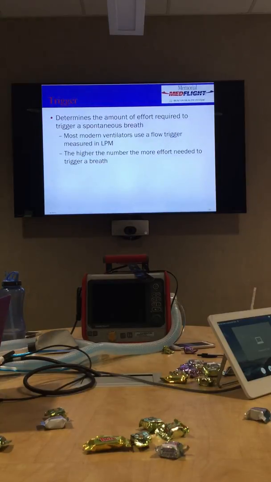And then trigger is the amount of effort required to trigger a spontaneous breath. This was another one of those. We hear trigger all the time, but does everybody really understand what it is? In modern ventilators and on this ventilator, we use flow trigger. So what this is going to do is it's going to sense, as they take that breath in and it reaches that -2 centimeters of water or whatever you've set it to, because that is something we can adjust, it's going to recognize they're taking a breath, and then it's going to start giving them that flow.